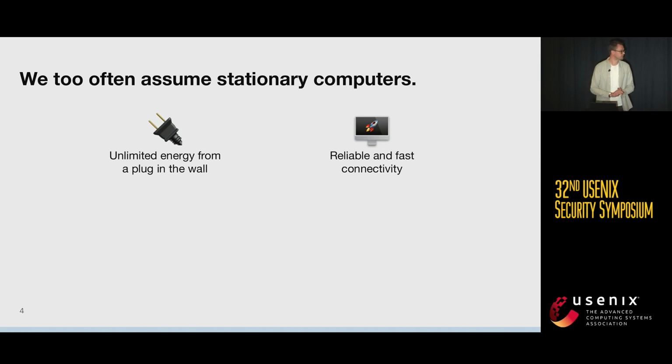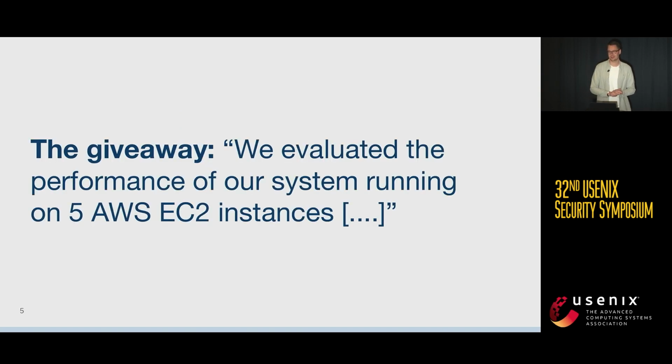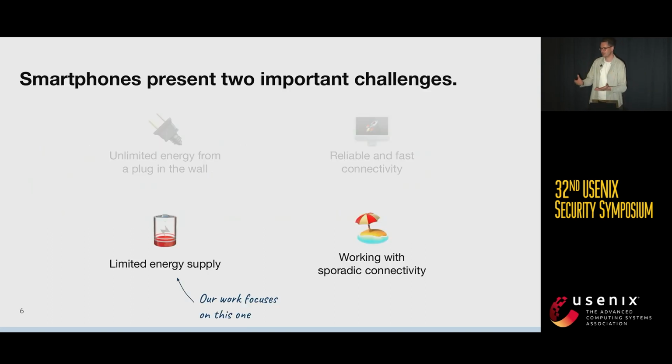But well, what's our motivation? Why are we interested in this? We found that way too often we assume stationary computers when we talk about anonymity networks. There's the famous plug in the wall that gives us unlimited energy, and we always have reliable and fast connectivity. And the giveaway is usually somewhere in the evaluation section where it says, oh, we tested the system on some AWS EC2 instances. However, smartphones have become the primary computing device for many of us, and for many, it's the only computing device they own.